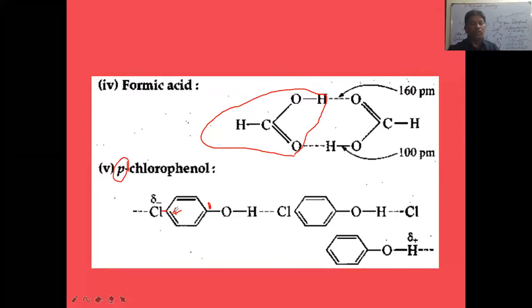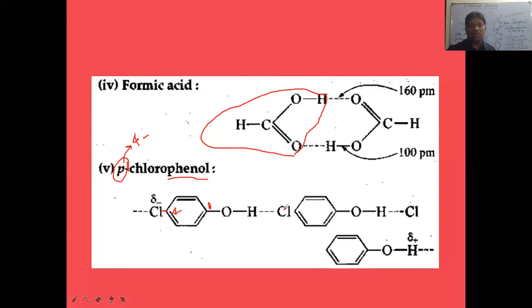So 4-chlorophenol. Phenol means benzene ring with an OH group. In this phenol, at the fourth position, that is the para position, chloro is there. So para chloro we can also say 4-chloro. 4 means para position. So we can say 4-chlorophenol, otherwise para-chlorophenol.